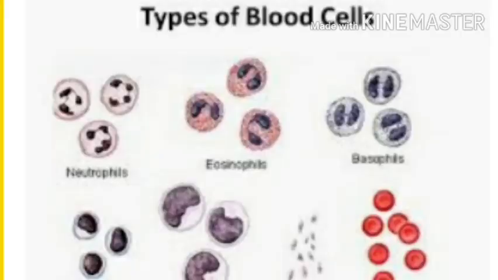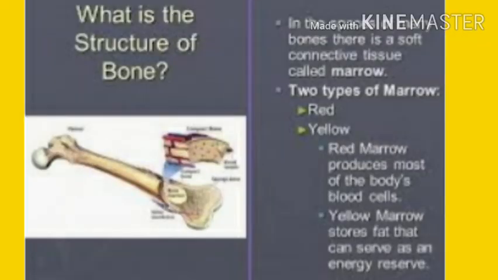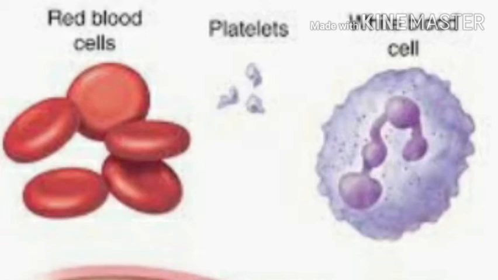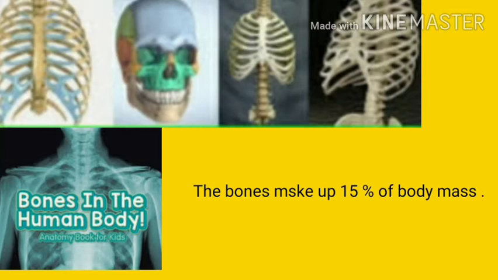Blood cells: they are formed in the red bone marrow of the bones. What is bone marrow? The long bones like hands and legs have a cavity with a spongy tissue which is called what? Bone marrow. So the bone marrow of long bones is helpful in the formation of blood cells. Reservoir of minerals: bone is a reservoir of calcium, phosphorus and other minerals. The bones make up 15% of body mass.